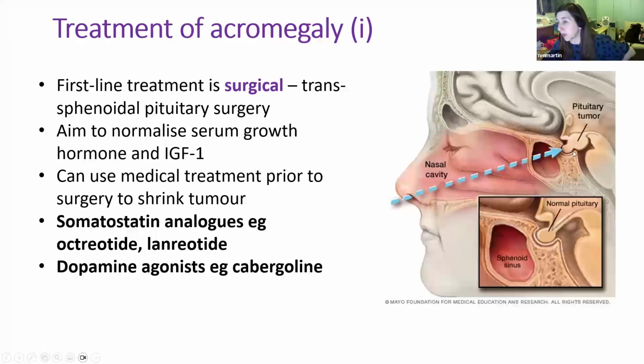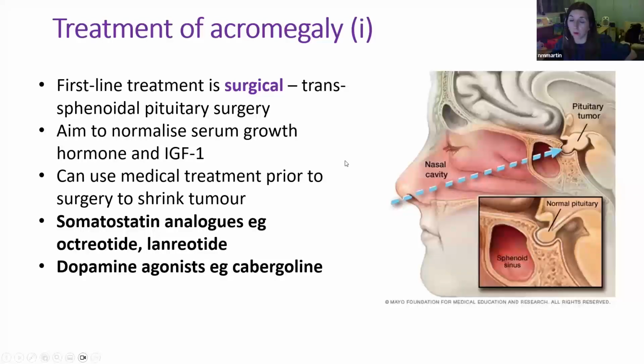This fossa is the little dip that the pituitary sits in, and the surgeon can take away the pituitary tumor, pull it out through the nose, and there we are. We've had a removal of the pituitary tumor without having to open the skull bone at all. We've gone in through the skull base effectively. This is the bottom of the skull. So an access through the nose, which is tremendous.